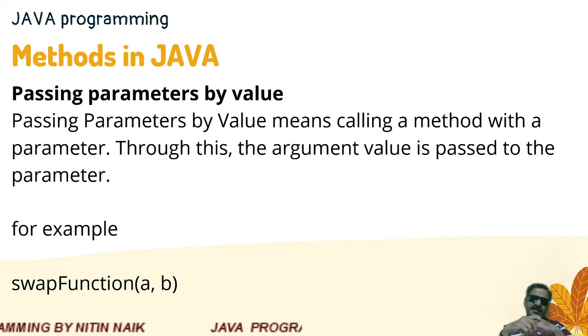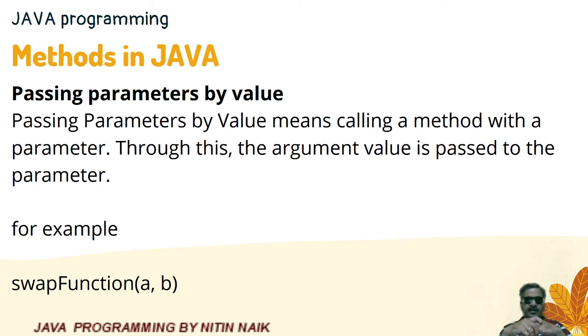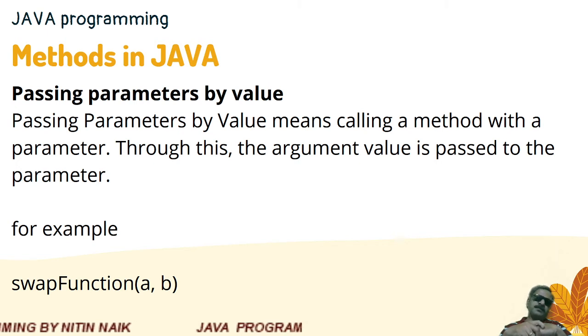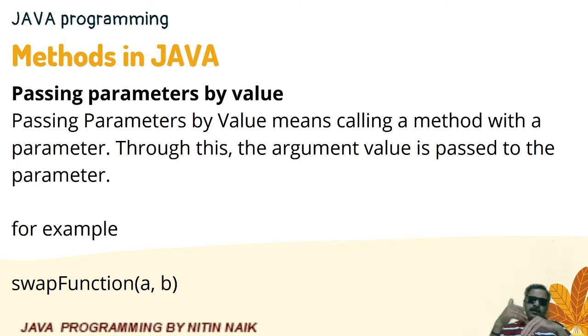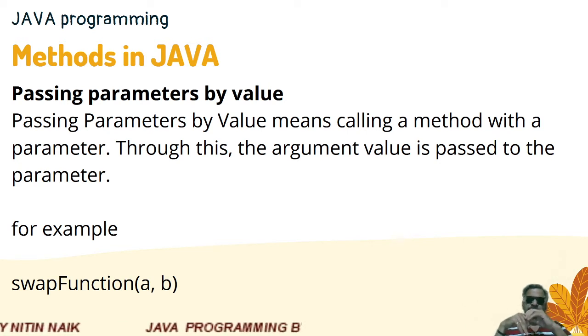Now second thing is how to pass parameters. I think all of you are aware of these methods and functions, that's why I am taking somewhat fast. Passing parameters by value and passing parameters by reference. These two things are there. जैसे कि हम कॉल बाय वैल्यू और कॉल बाय रेफरेंस कहते थे C++ में. So passing parameter by value means what? Calling a method with a parameter. Through this the argument value is passed to the parameter.